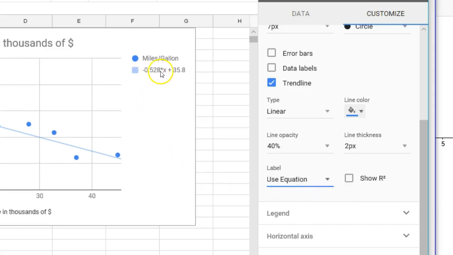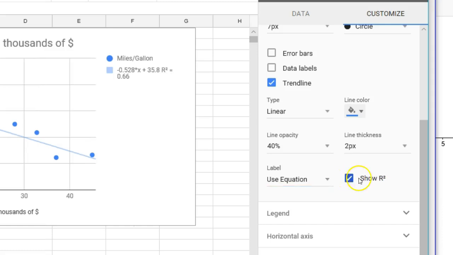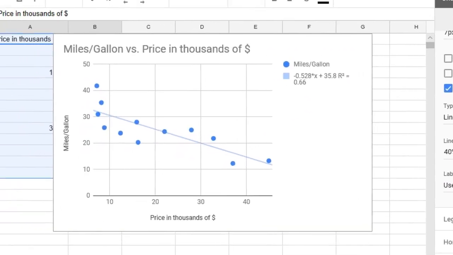And notice the equation pops up. So it's negative 0.528x plus 35.8. So your y-intercept is 35.8. Your slope is negative 5.28. And then off to the side it says show R squared. So that's kind of the bad part here. It doesn't give you the correlation coefficient, but it does give you R squared. So you just have to take the square root of that value.